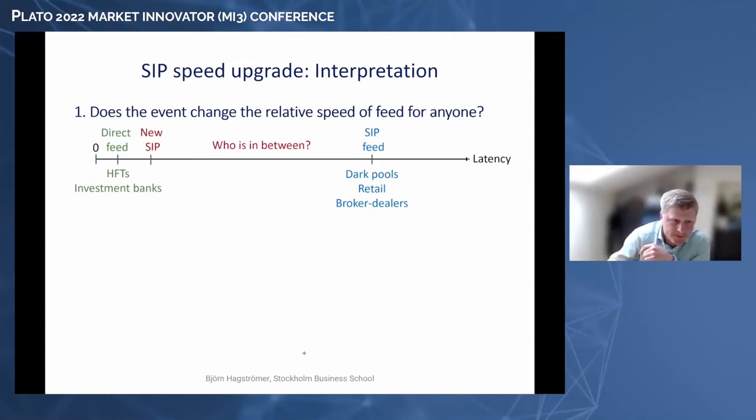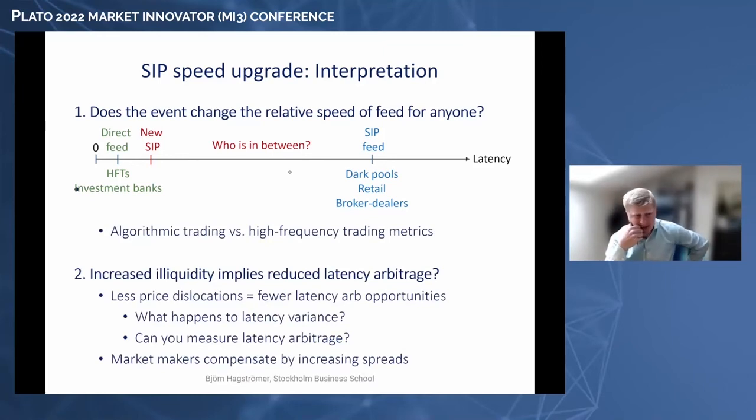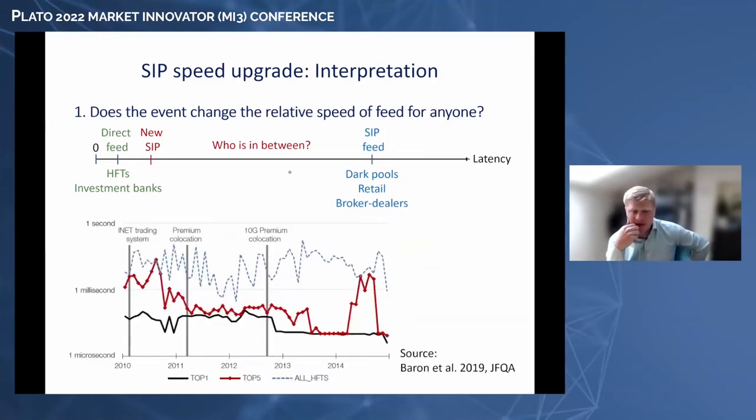So when we get a new SIP latency, all of these here, they move to the, my pen doesn't work very well. They move to the left, and if it's a strictly two-tier market, then the relative speed doesn't matter because they are still slower than the direct data feed. The only case when it could change the relative speed is if there is someone in between, before the event, someone in between the old SIP latency and the new SIP latency. And that could be the case.